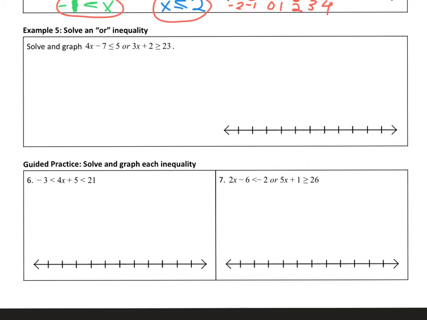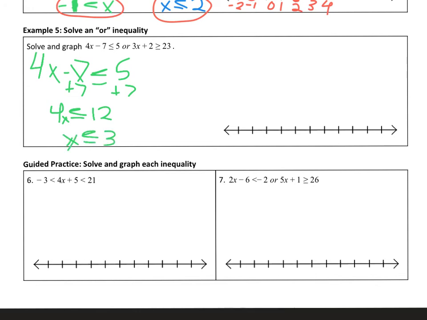So I'm just going to solve 4x minus 7 is less than or equal to 5. I'm going to add 7 to both sides. 4x is less than or equal to 12. Divide both sides by 4. x is less than or equal to 3. I'm going to hold off on graphing the whole thing until the end, but that's how I solved that first one, just solving it on its own.